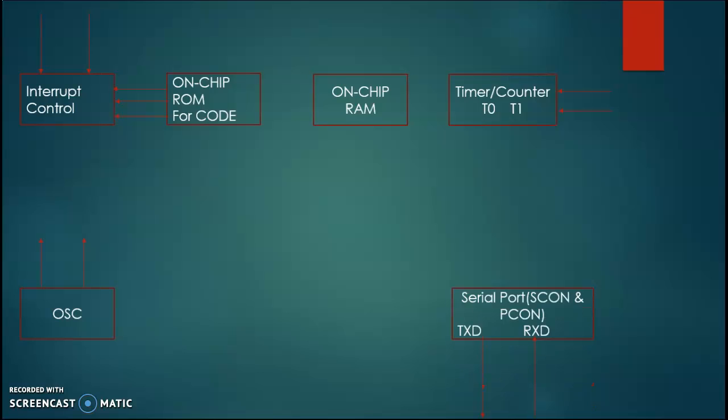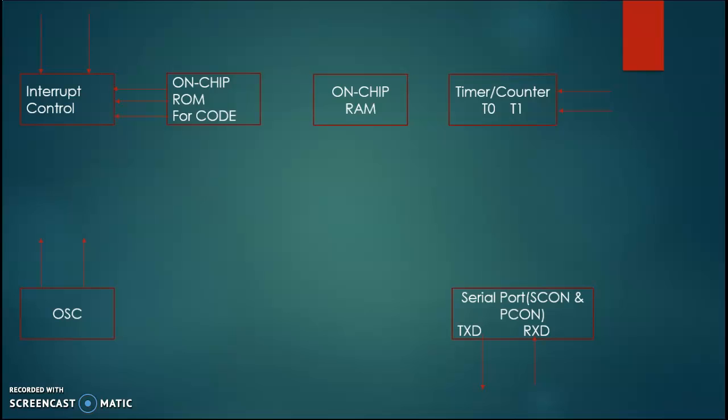The next is serial ports. Basically, these ports are used in case the microcontroller wants to communicate with any other serial devices or microcontroller. These ports internally have two registers called SCON and PCON. SCON is the serial control register and PCON is the power control register. PCON basically manages the data transfer rate at which the microcontroller wants to send data to another serial device or microcontroller, whereas the communication is controlled by the SCON.